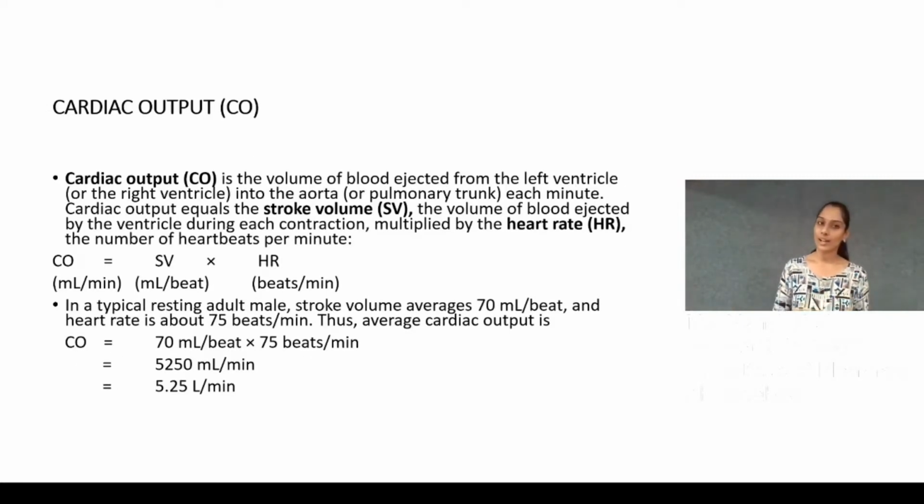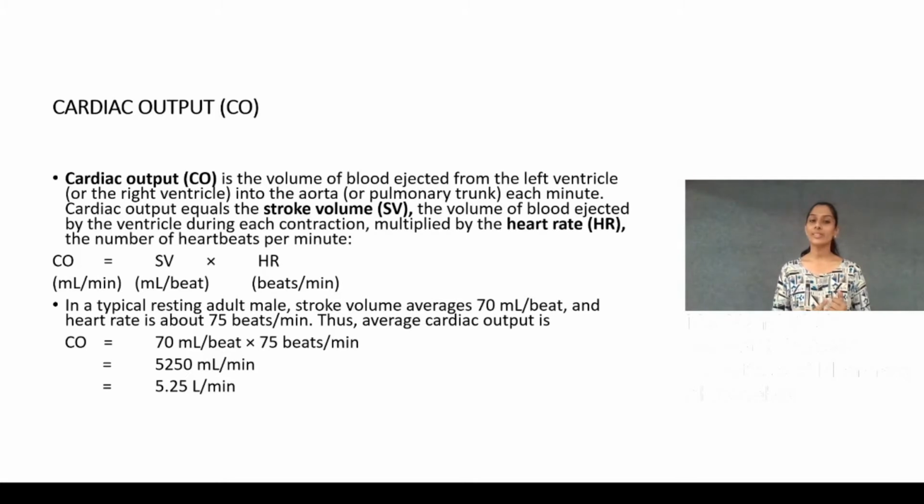Next, that is cardiac output. Cardiac output is the volume of blood ejected from the left ventricle or right ventricle into the aorta or pulmonary trunk each minute. Cardiac output is equal to stroke volume, that is, the volume of blood ejected by the ventricle during each contraction, multiplied by heart rate, that is, the number of heartbeats per minute.